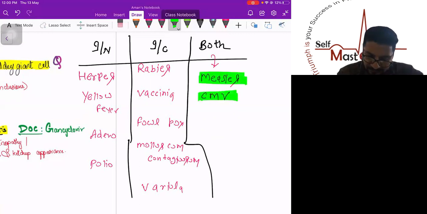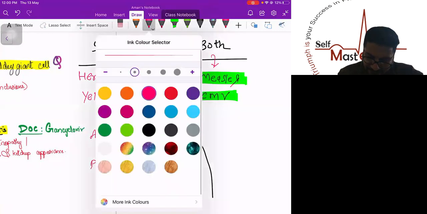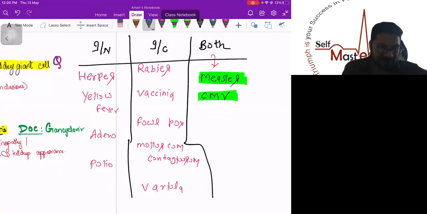So let me talk about the bodies' names here that they ask as a question in exam. In rabies, we call these Negri bodies.